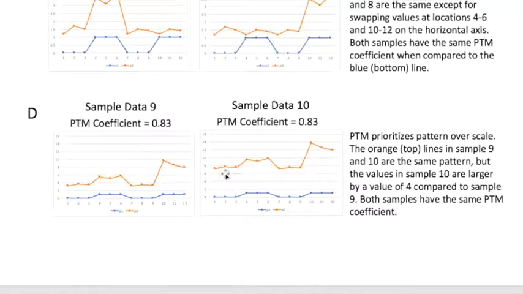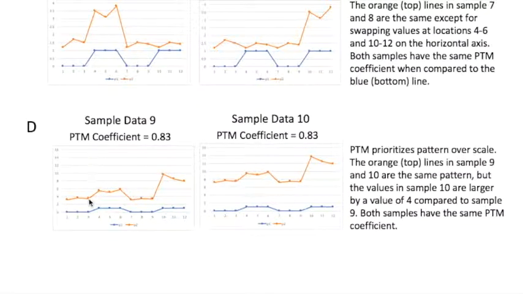though sample data 10 has much higher values than sample data 9, but it has the same exact pattern as sample data 9. Again, this goes to show that PTM measures the similarities in overall patterns, right, of 2 profiles. It does not measure the magnitude, okay, of the profiles.